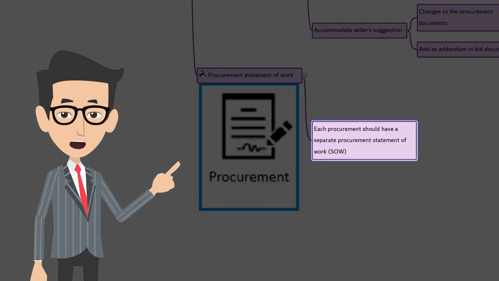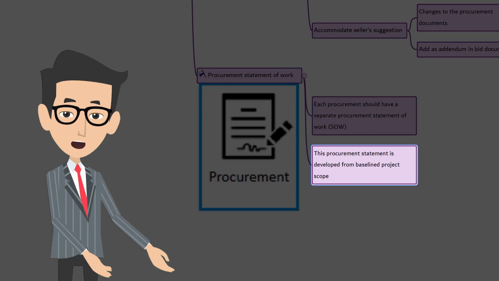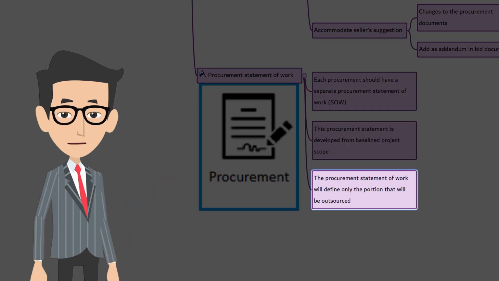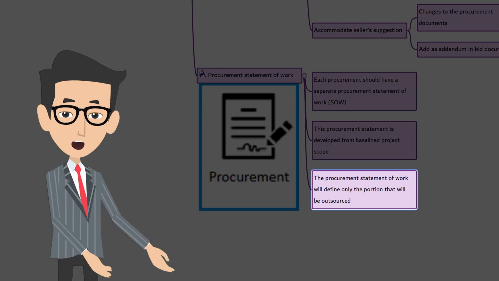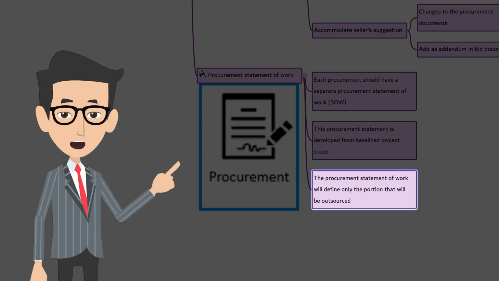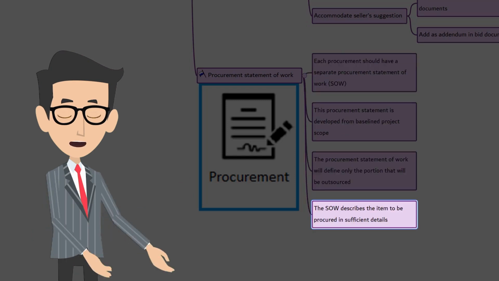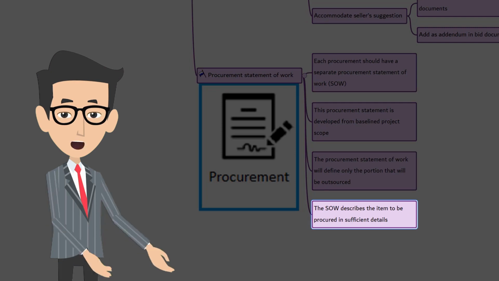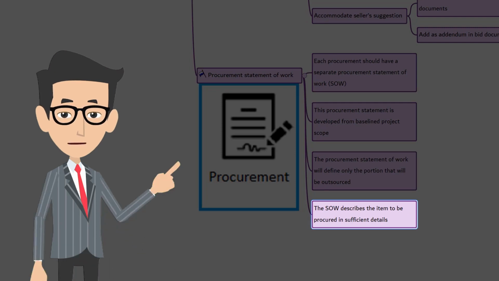Next, procurement statement of work. Each procurement should have a separate procurement statement of work. This procurement statement of work is developed from the baseline project scope. The procurement statement of work will define only the portion that will be outsourced. The SOW describes the items to be procured in sufficient detail. This will help the seller to decide whether they are capable of providing what is asked for.